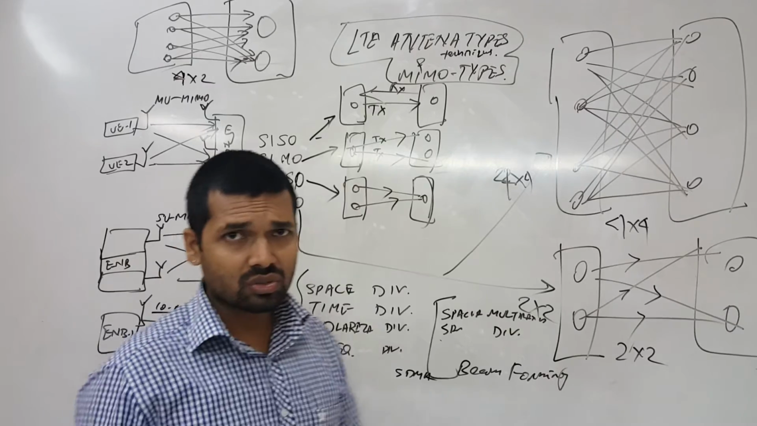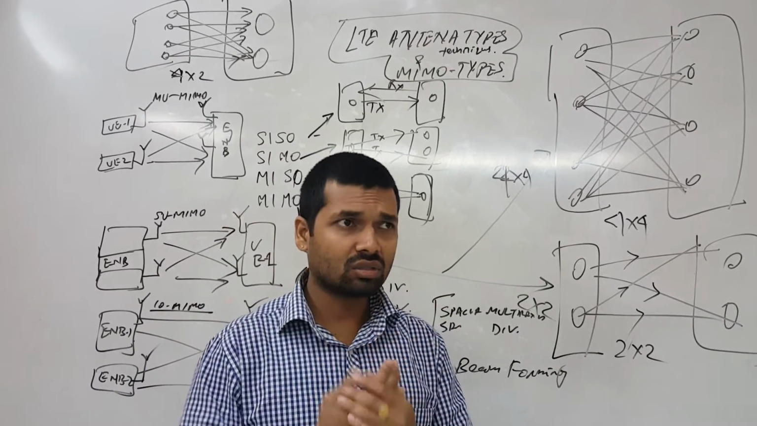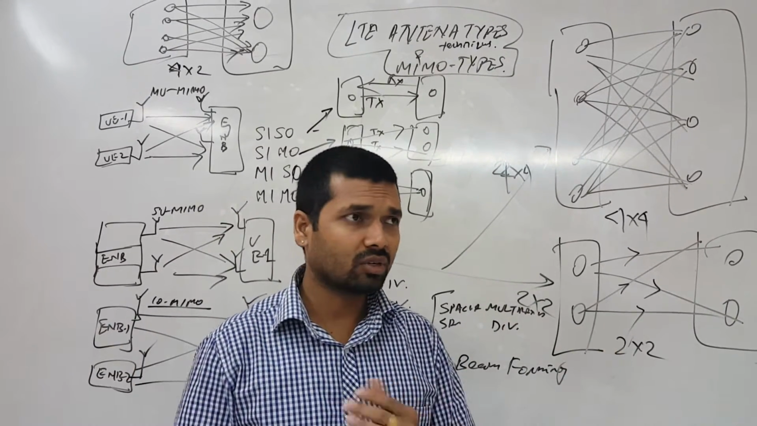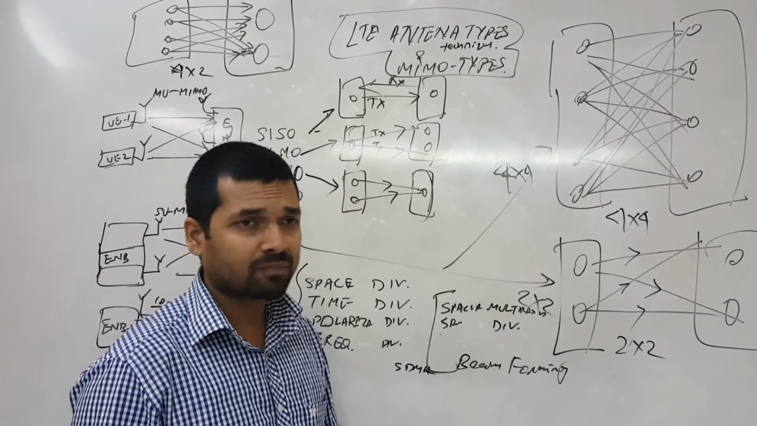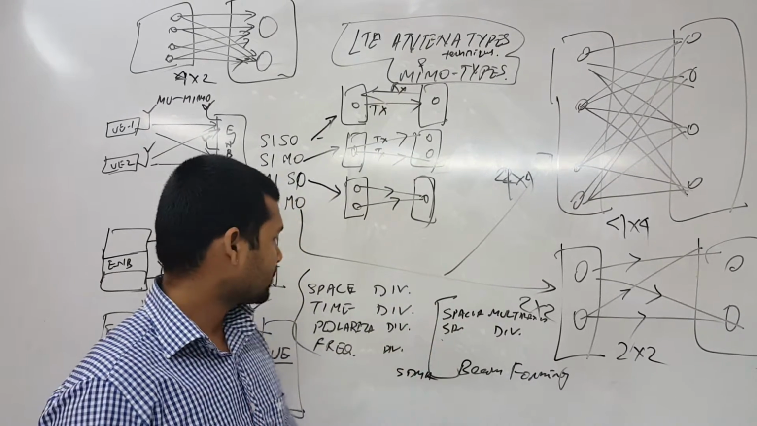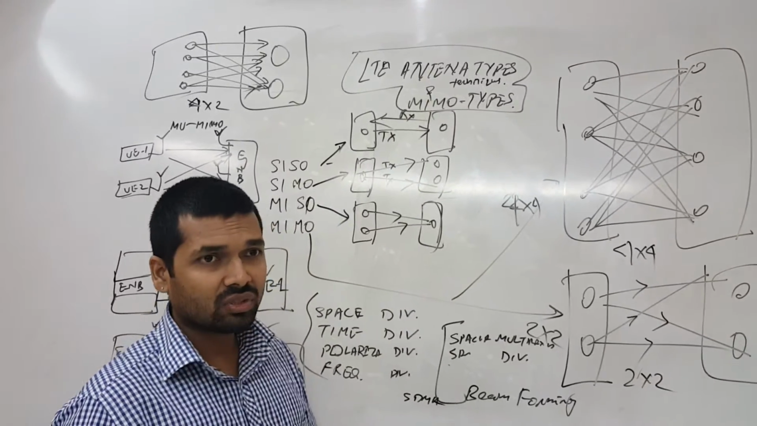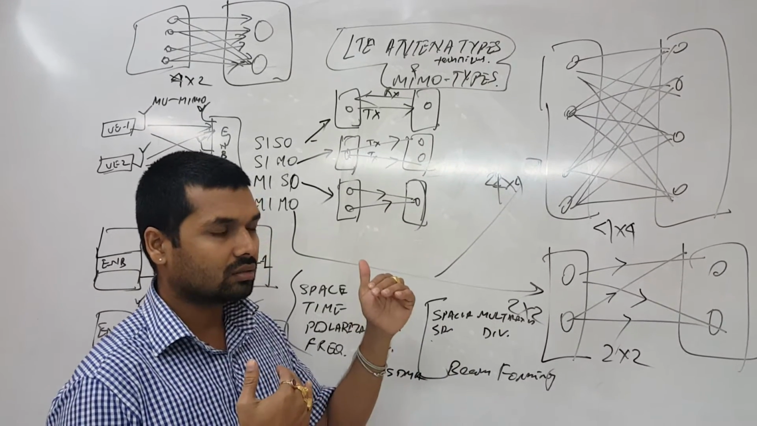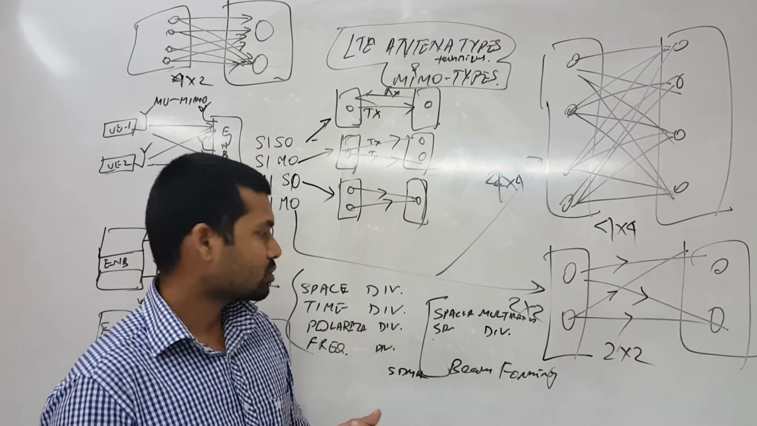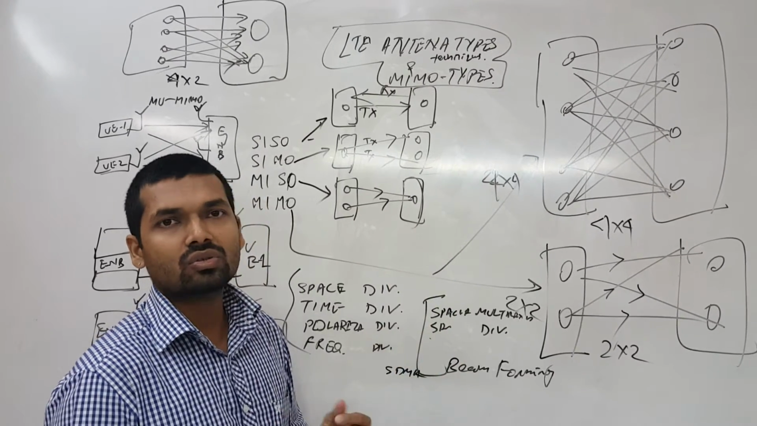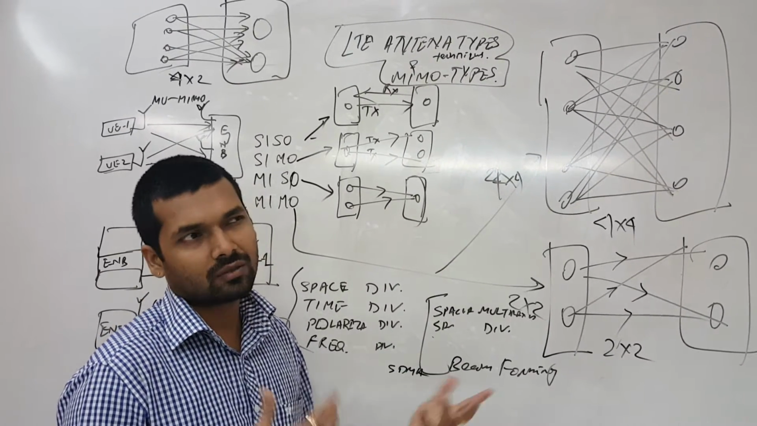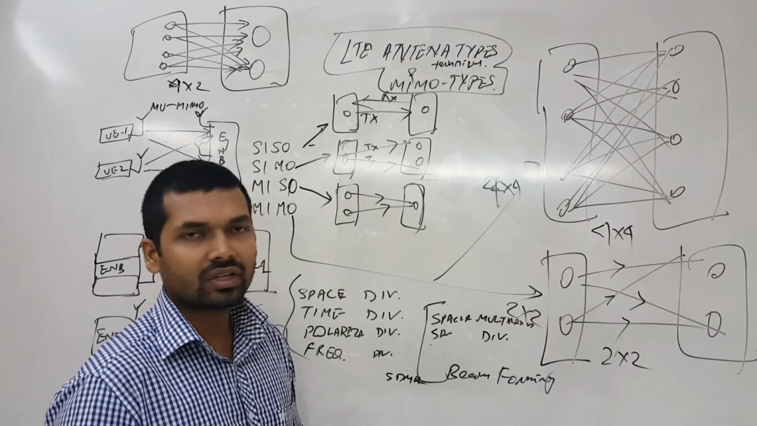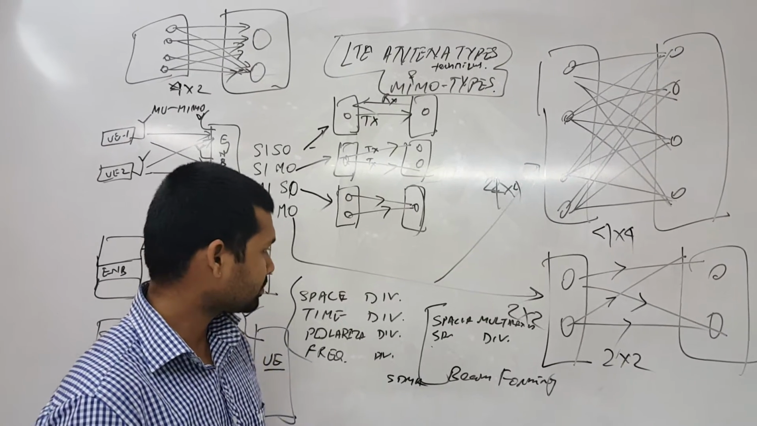Polarization diversity, we use cross polarized antennas, or horizontal polarization or vertical polarization, according to our cost and our plan. Then the frequency diversity, we use multiple frequencies in terms of sending data to the user. So multiple frequencies can help us also counteract the interference and get better throughput.